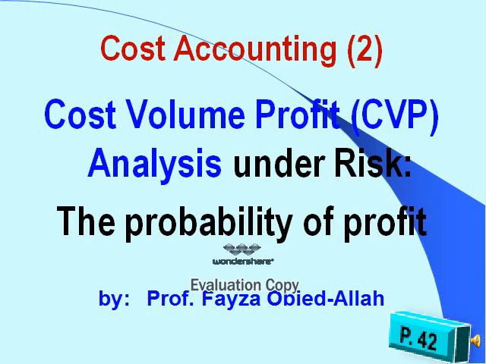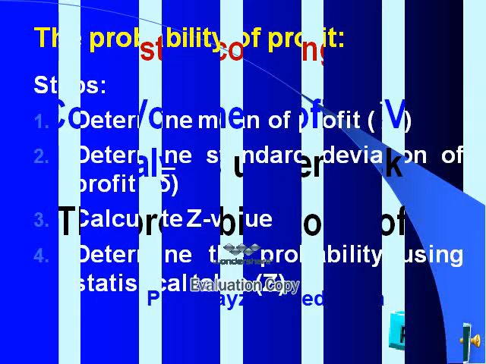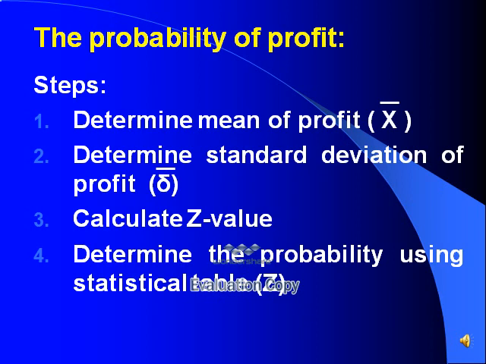This is the second lecture in cost volume profit analysis under risk. In this lecture, I will explain how to determine the probability of profit. To determine the probability of profit, there are 4 steps. Number 1. Determine mean of profit x bar. Number 2. Determine standard deviation of profit sigma bar. Number 3. Calculate z value. And number 4. Determine the probability using statistical table Z.